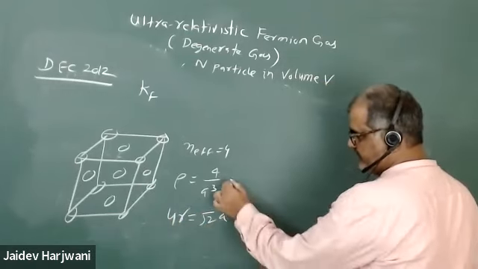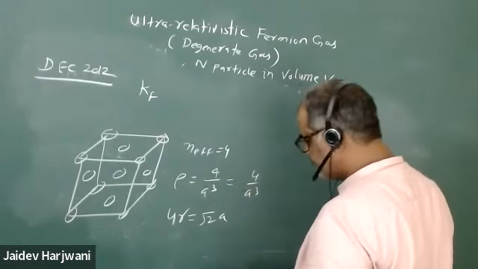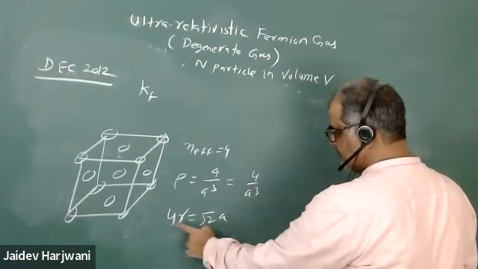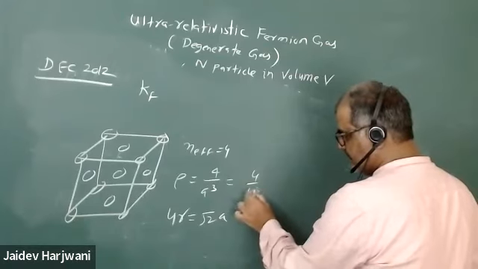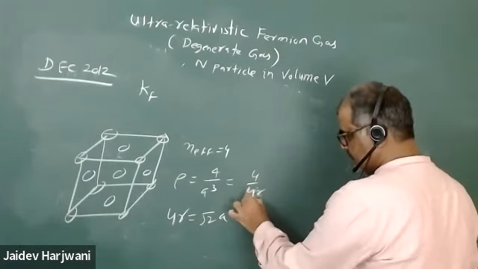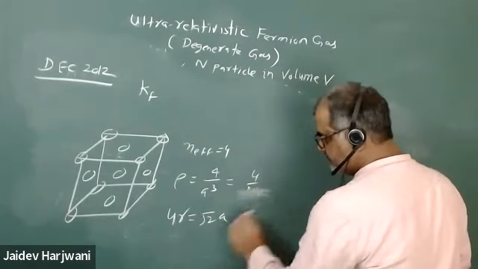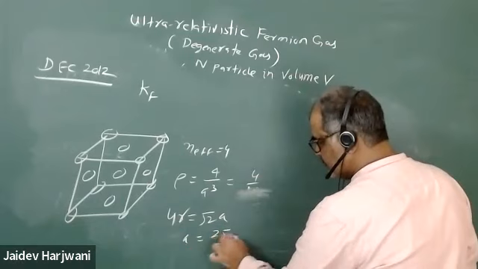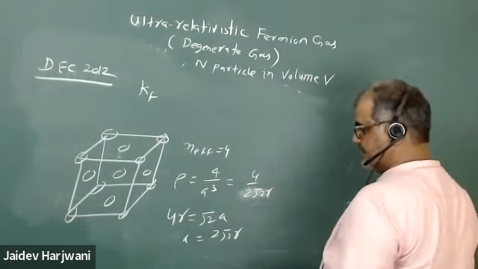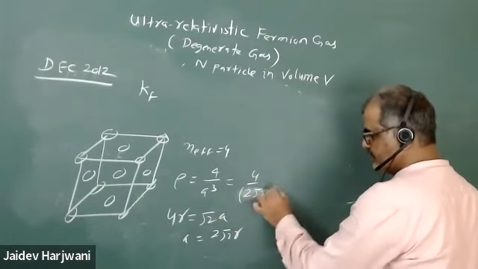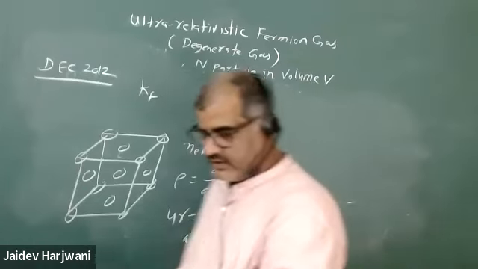So if I put these values, 4 upon a cube. So a will be 4r upon root 2, or why don't we write this as a is equal to 2 root 2 r. So 2 root 2 r, and cube this. Solve it now further. उसके बाद क्या करना है?